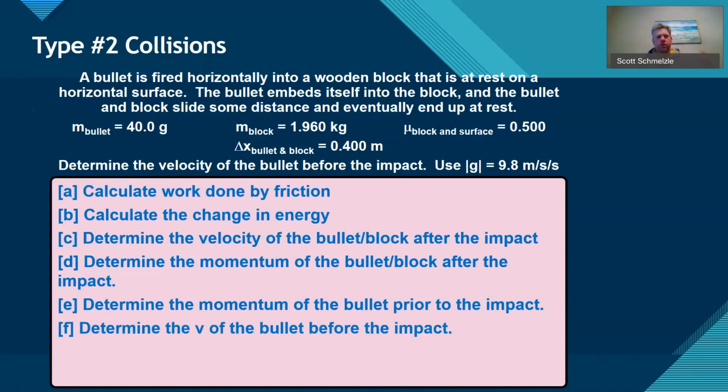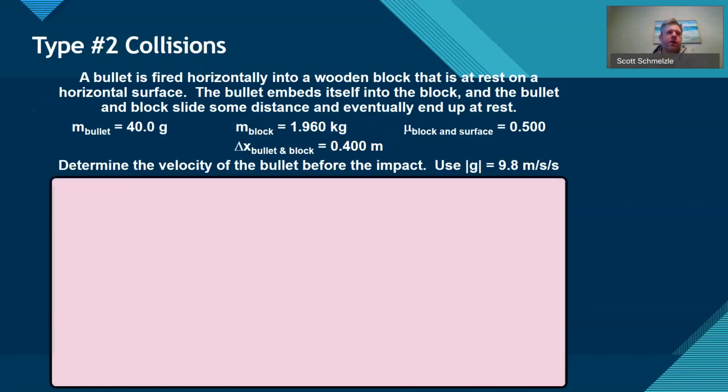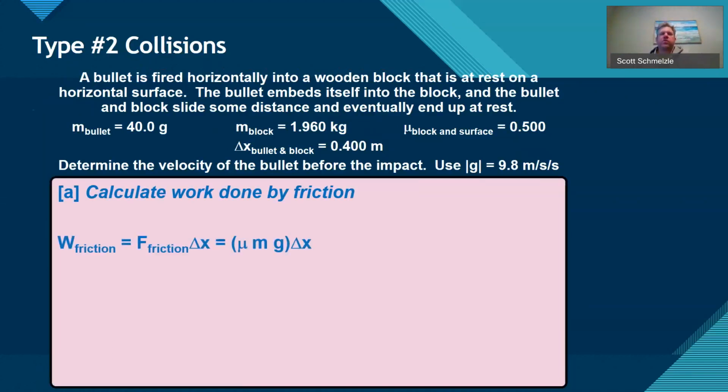Here again, look at the steps of the problem. Start with A, don't start with D, all right? Start with A. So, calculating the work done by friction. Here we go, all right? So, work done by friction, work is equal to force times distance, right? So in this case, because we're using friction, we have to find the force of friction, all right? Force of friction is mu mg. You can go mu times the normal force if you wanted to.